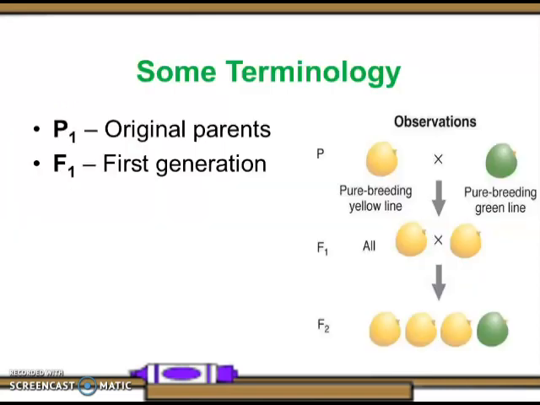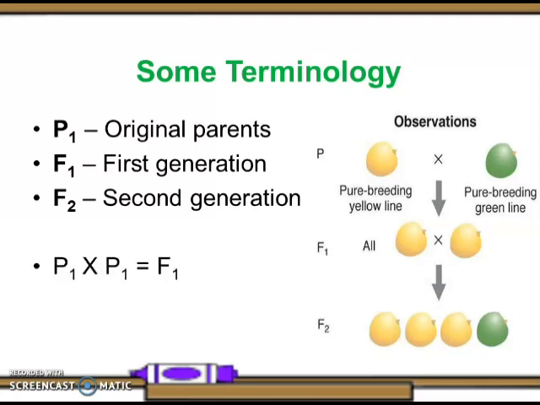Let's have some terminology. P1 or original parents, so these are the parental genotype. F1 or the first generation, when the parents breed or cross to produce the offspring or the progeny. Then the first progeny is called the first filial generation or F1 generation. Now, when the first generation progeny cross or breed among themselves, they produce a second progeny called the second filial generation or F2 generation.